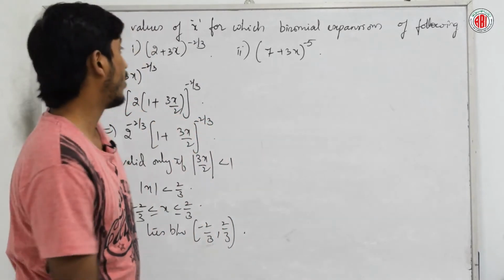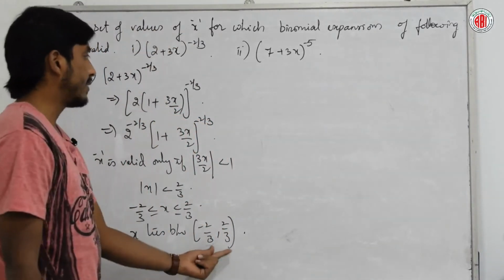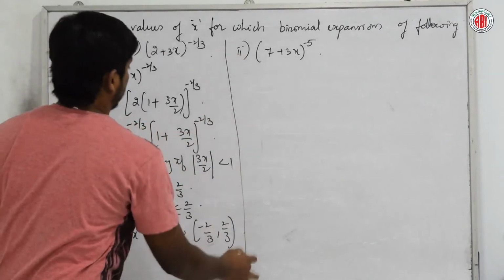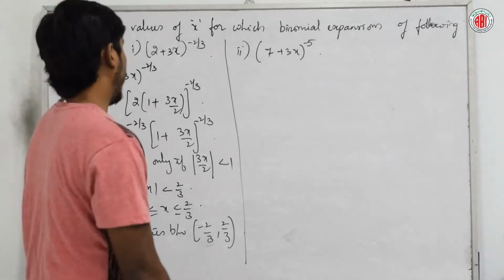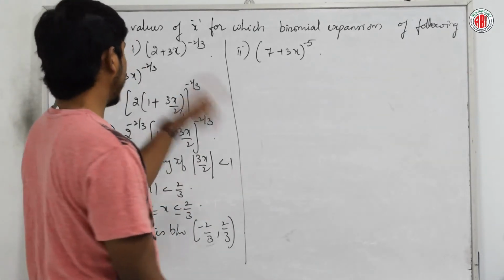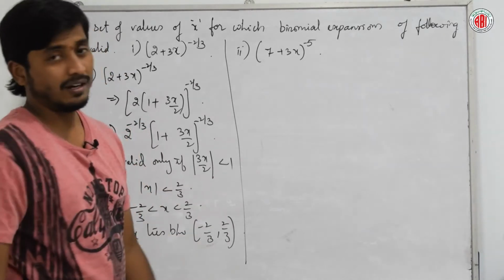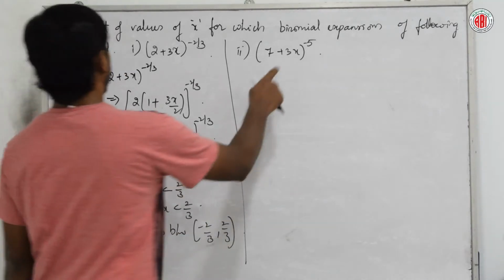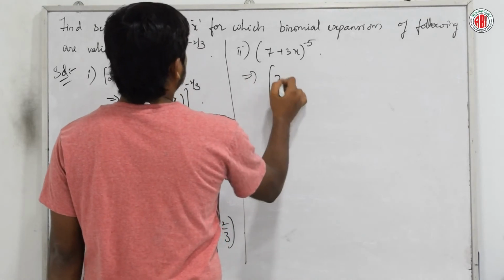What does this mean? It is valid for these set of values. Clear? Is that simple? Fine. Now, let it be like that only, it will be more clear for you. Now see here, for this question, let me take 7 common.